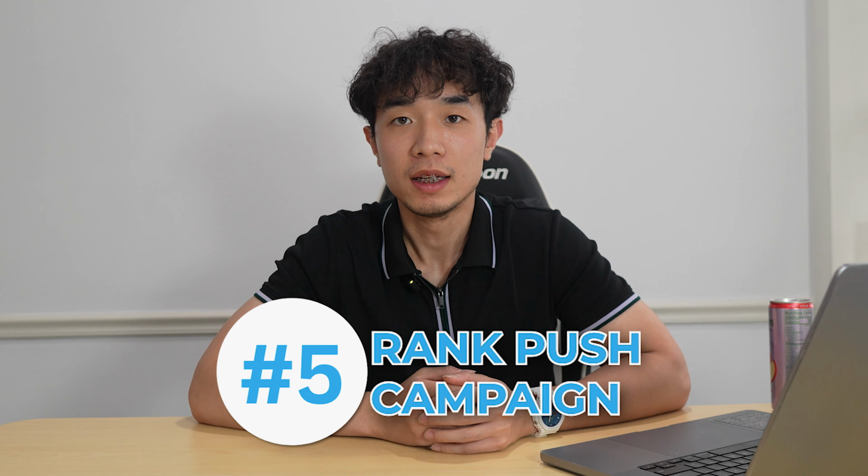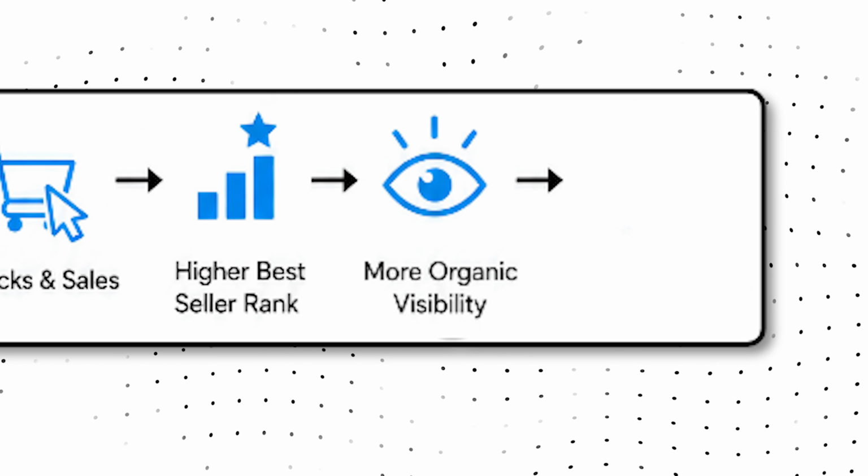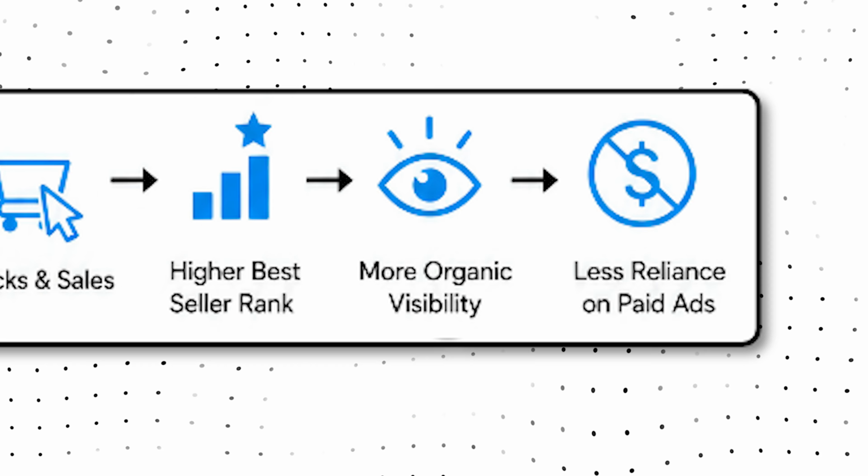The fifth campaign is called a rank push campaign. This is not required for every launch, but personally, I always run it just because I want to increase sales. Organic ranking means the bestseller ranking, for people that don't know. The more clicks and sales you get, the higher your bestseller ranking is, and then people are a lot more likely to find your listing organically instead of through paid ads. That's what the rank push is for, and you really need it to grow your brand realistically.